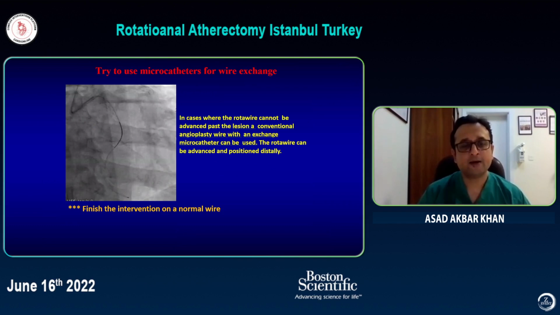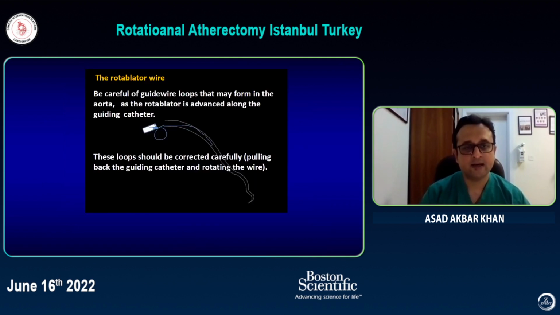So I think as beginners or even people who are doing it routinely, one thing that makes your life easy is wiring the vessel, especially when it's tortuous, with a workhorse wire and then using a microcatheter for wire exchange rather than trying to wire directly.